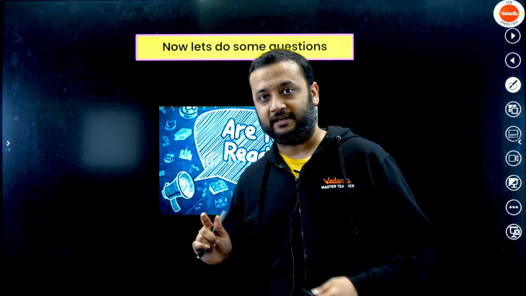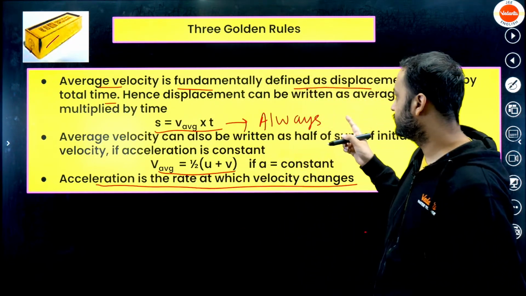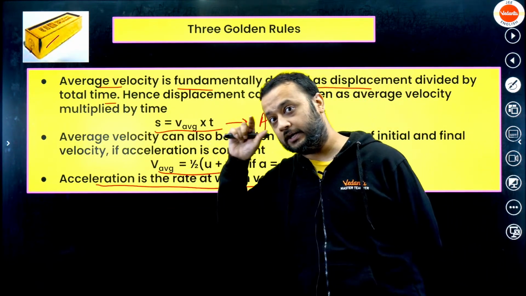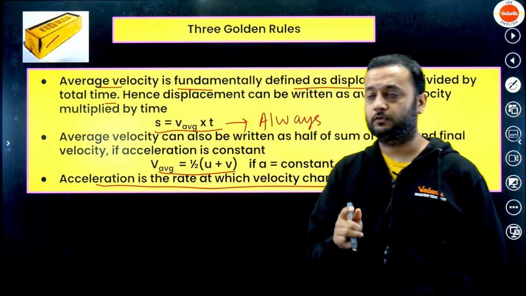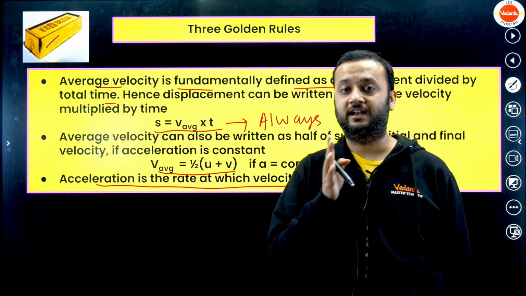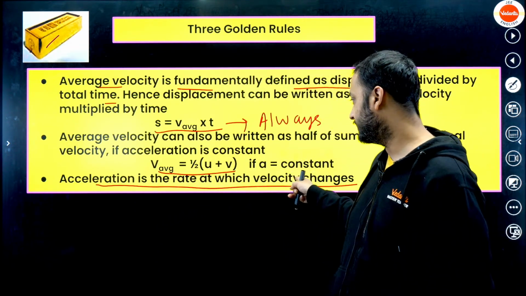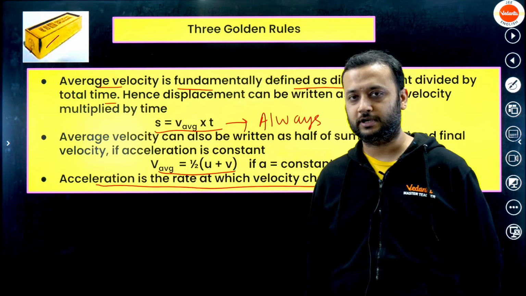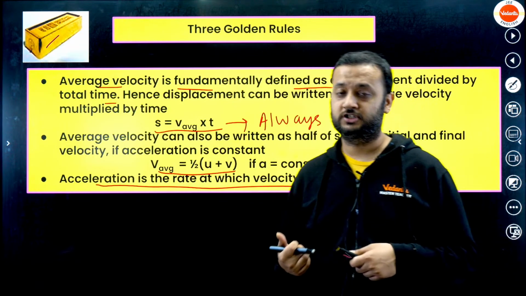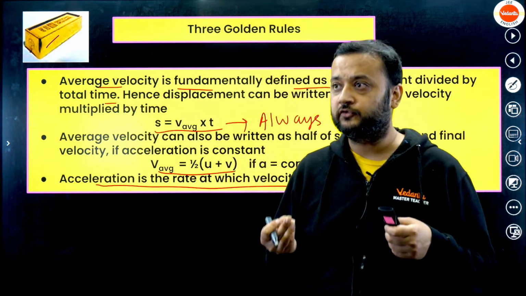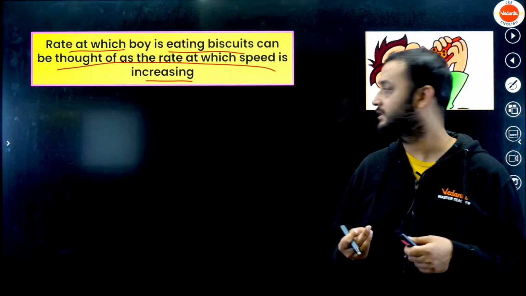So try to again recollect those 3 golden rules which I have told you. First rule says that displacement can always be written as average velocity into time. Always true. Average velocity you can write as initial plus final by 2, but only if acceleration is constant. And acceleration was the rate, so the third rule was the Biscuit method, which I had explained in detail. Now let's apply these rules in some questions, and see how fast we can do them.